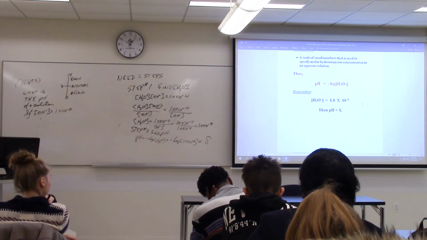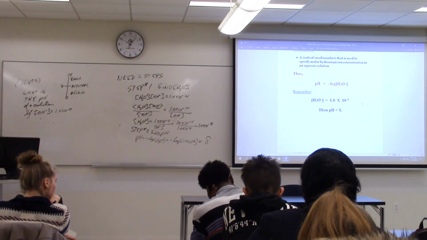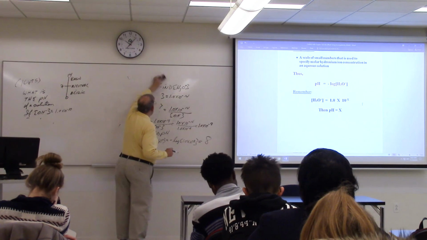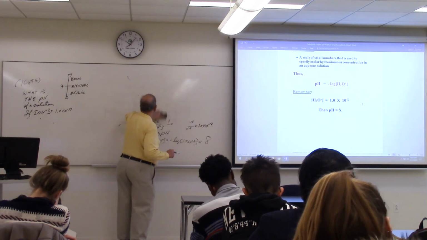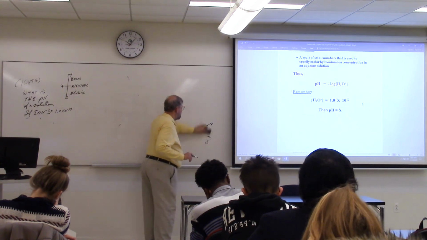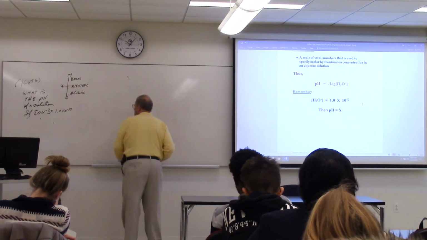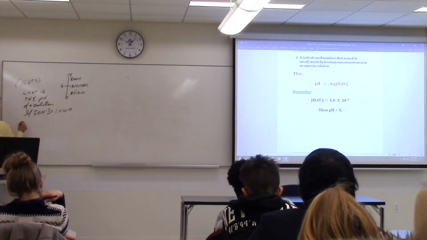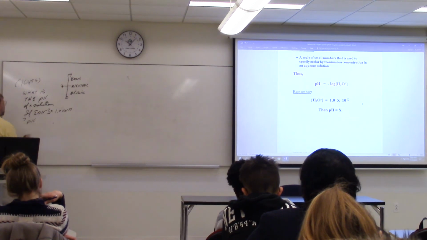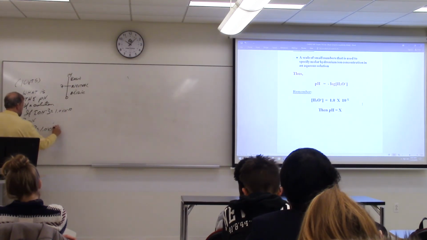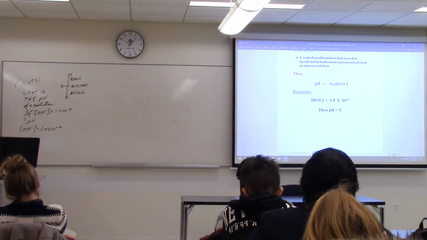All right, let's do this. And what are we trying, first of all, let me clean off the board. What are we trying to find? pH. What are we given? Hydroxide concentration equals this number, 1.0 times 10 to the minus 10.